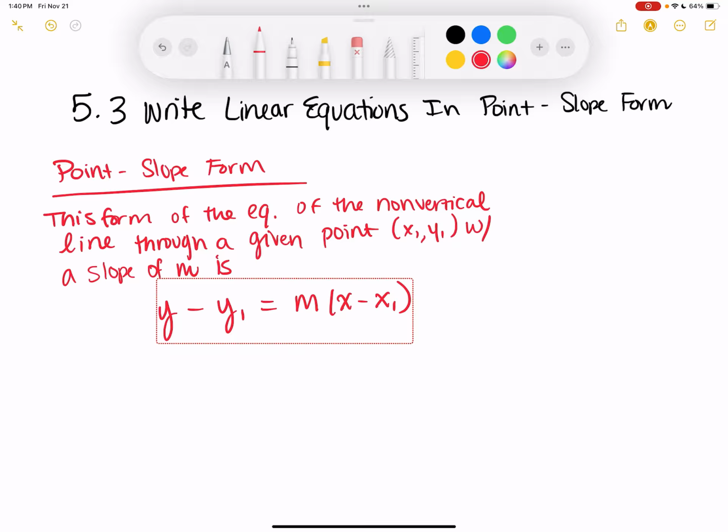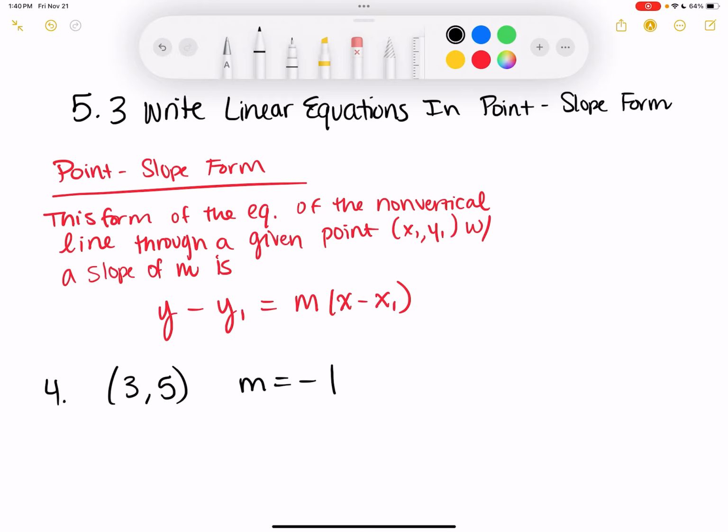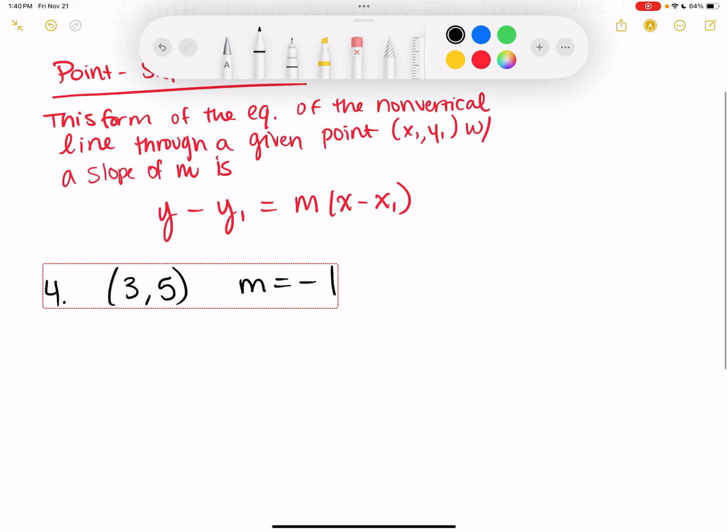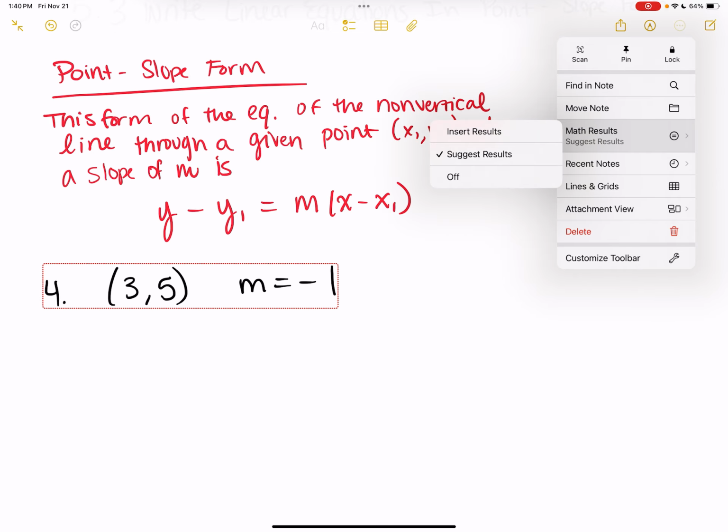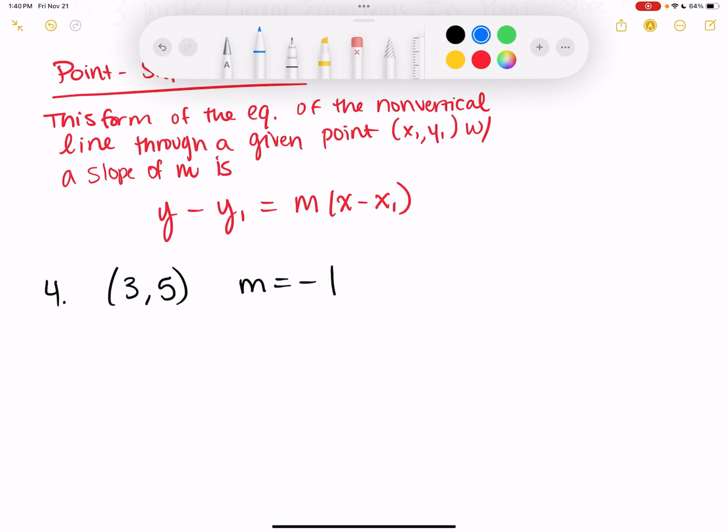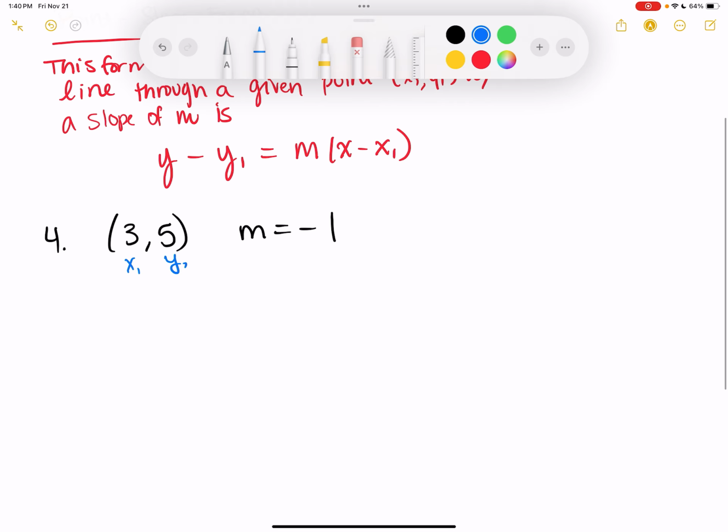So write an equation in point slope form of the line that passes through the given point and has the given slope. So number 4, it has a point (3, 5) and m equals -1. So this is my x1, this is my y1. So in my equation, y minus y1 equals m times x minus x1. I would probably say while you're getting used to it, write that formula every single time so that it is ingrained in your brain and you don't even have to think about it.